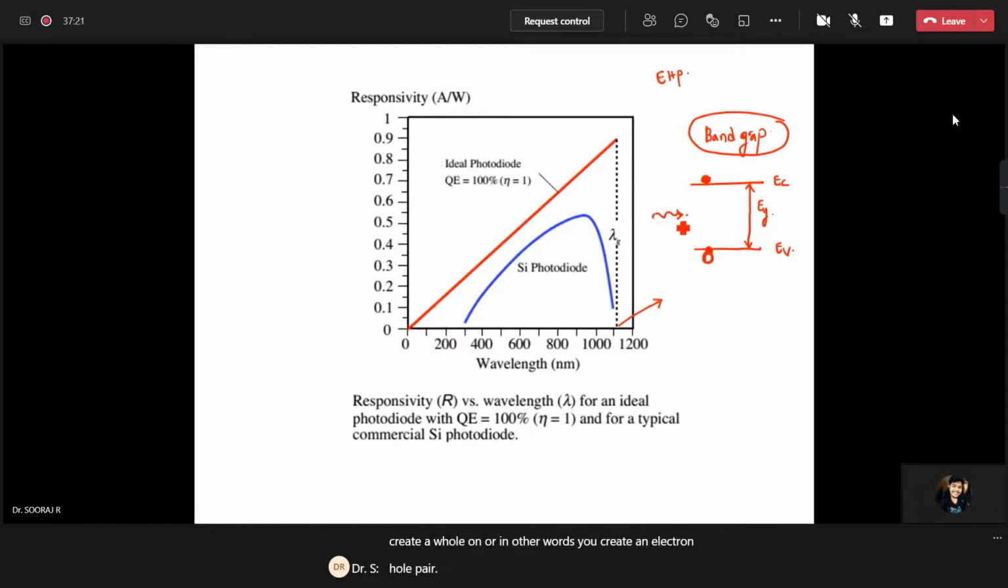However, if the wavelength of the light is larger, which means the energy is smaller, if the incoming photon energy is smaller than the band gap, then this photon will not be able to lift an electron from the valence band to the conduction band. So any photons whose energy is smaller than the band gap will not be able to generate any electron hole pairs inside that photodetector. And that's why you see that it does not respond beyond a critical wavelength.